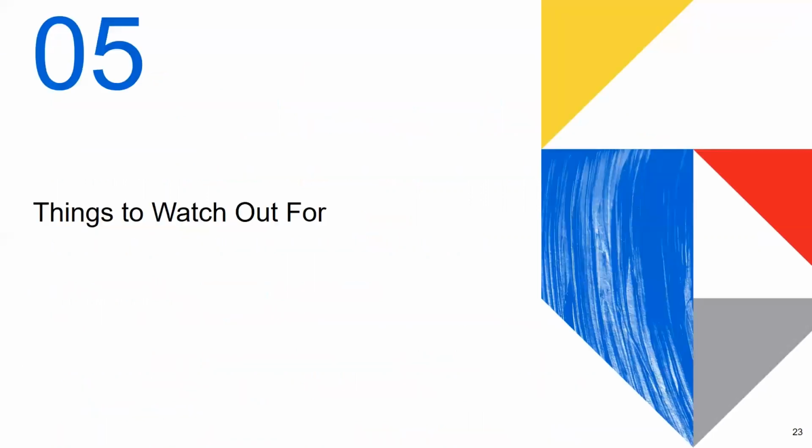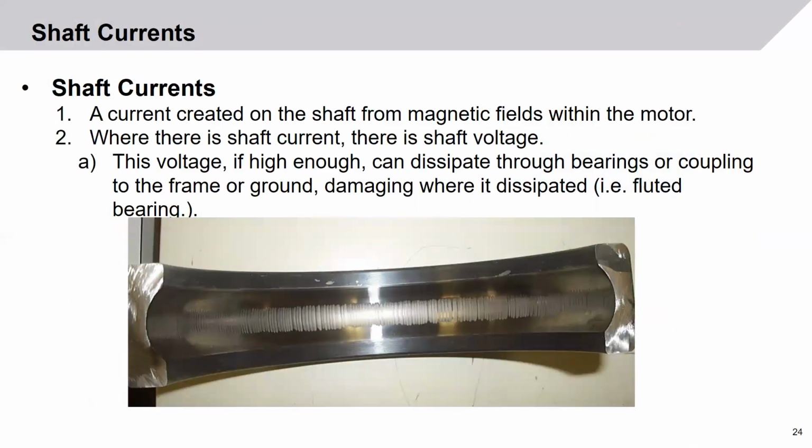Things to watch out for. First thing is shaft currents. A shaft current is a current created on the shaft by the magnetic fields that are within the motor.